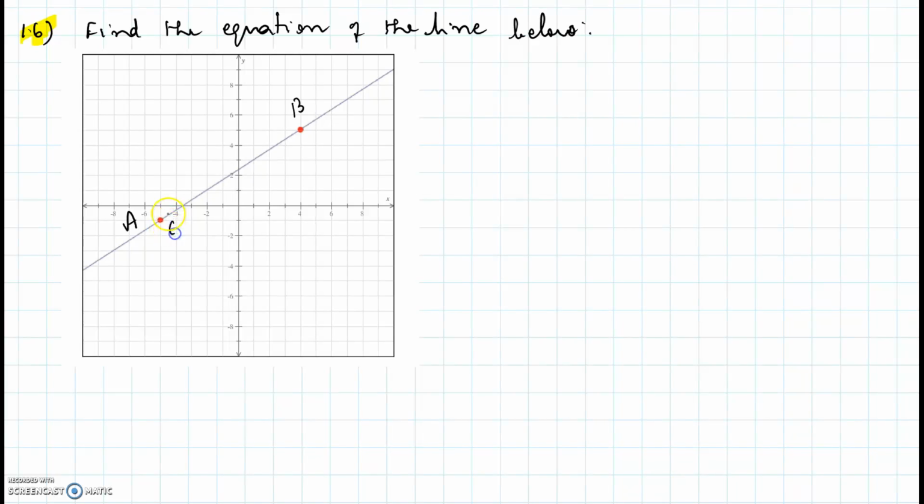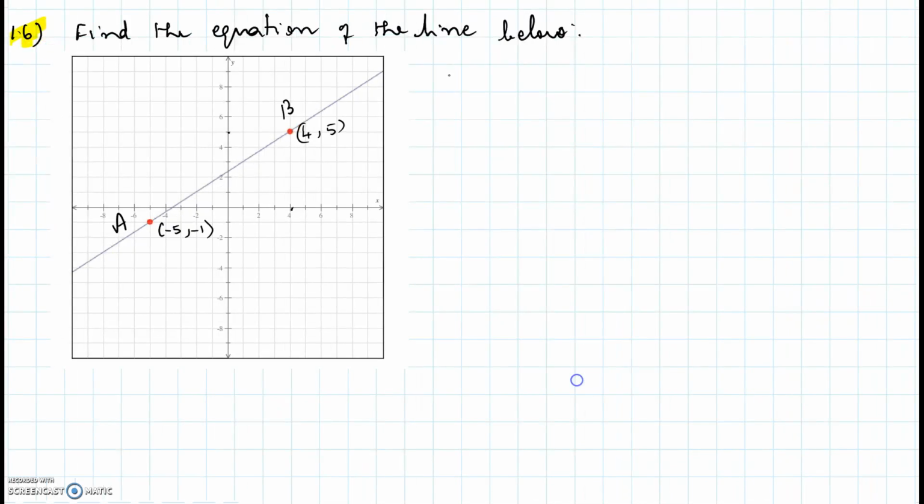A is the point which has the x-coordinate -5 and the y-coordinate -1. B has x-coordinate 4 and the y-coordinate 5. So we have the 2 points. Given 2 points, it's possible to get the slope of the line. So we'll find out the slope of the line.